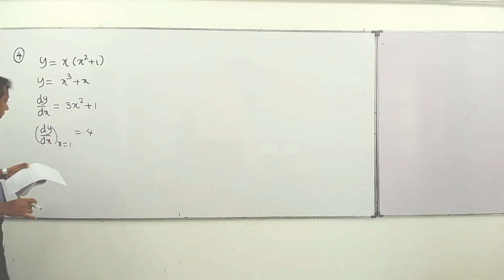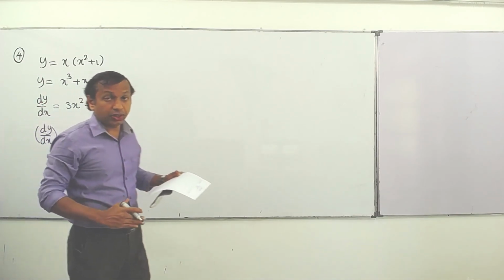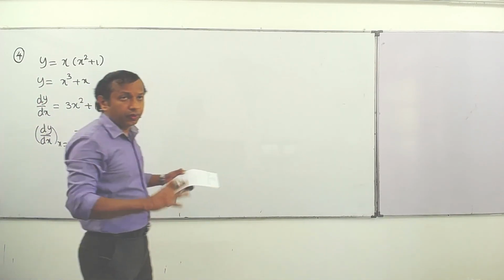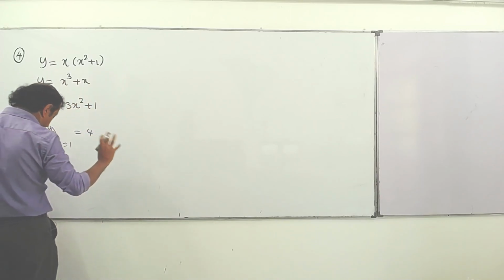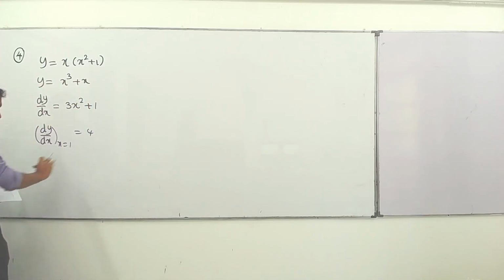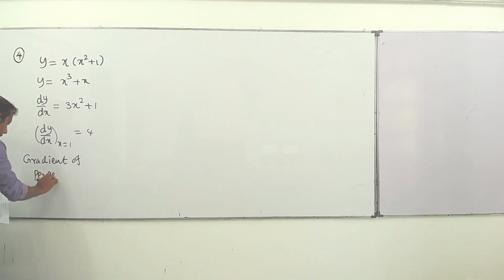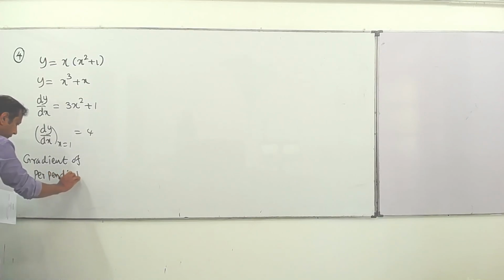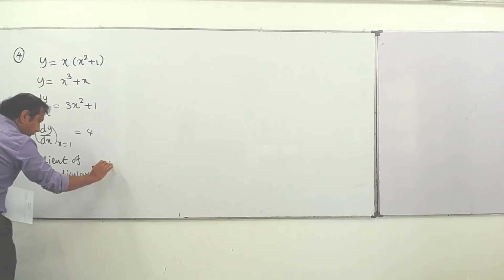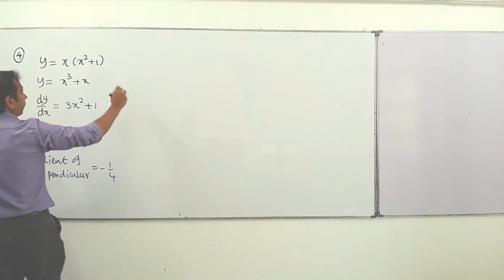This is the gradient of the tangent line at x equals 1. So then the gradient of the perpendicular line, how to find? Take the reciprocal of this and multiply by minus. Gradient of perpendicular: minus 1 over 4, right?